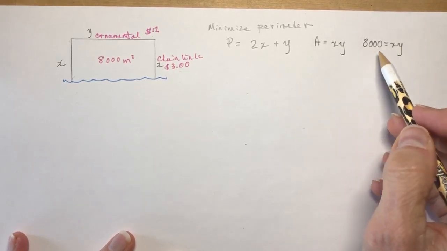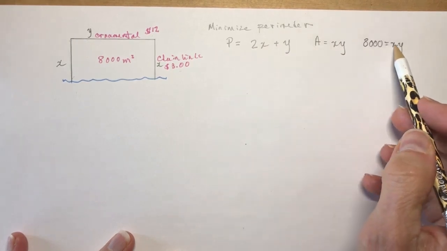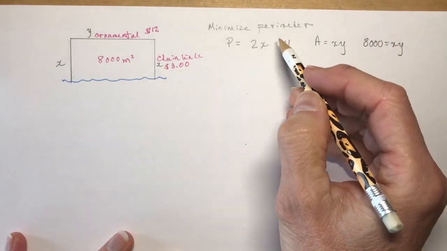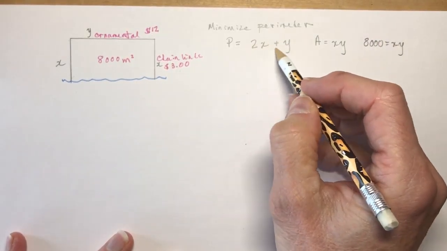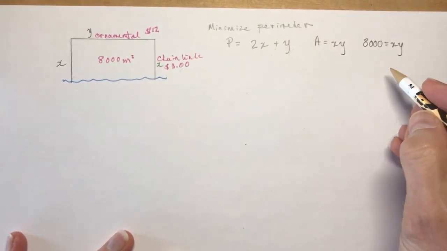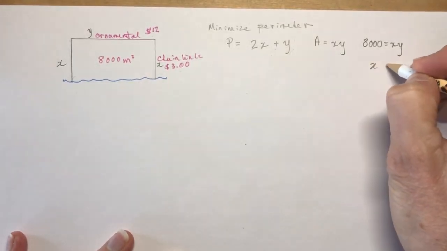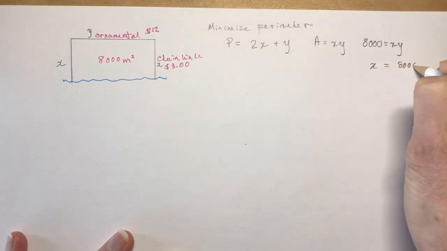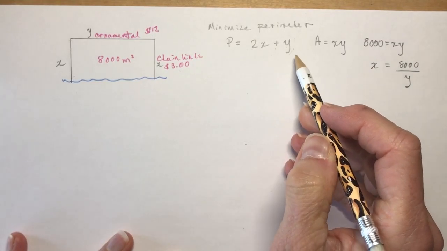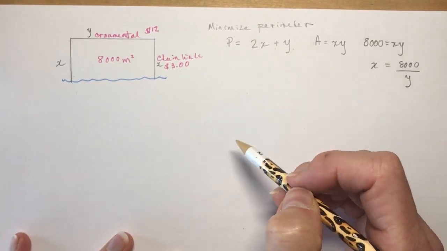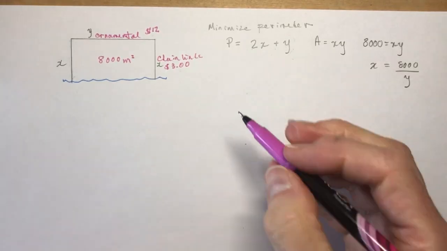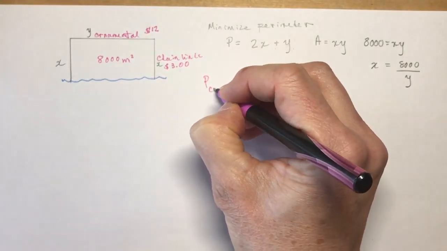So that means you're going to be able to use this to isolate one of the variables here, and you're going to be able to get rid of one of these. You want this only in terms of x or y. So I could say x is equal to 8,000 divided by y. And then I could plug that in here, right? But before I start that, I have to put in the cost. So I want the perimeter's cost.